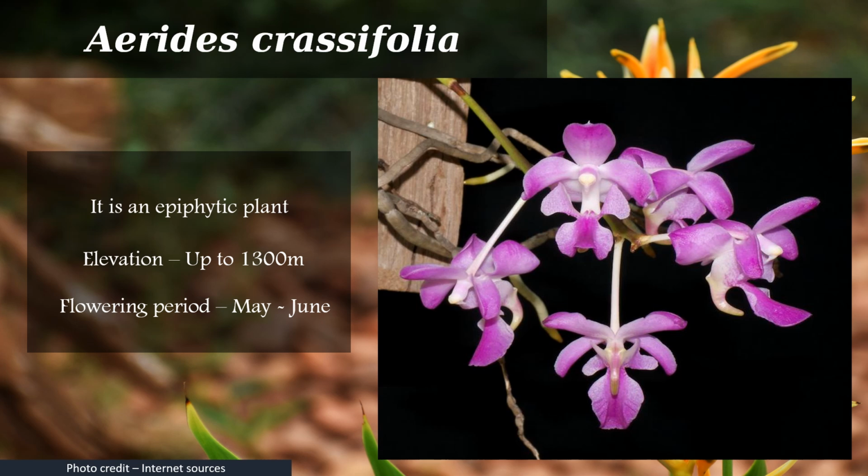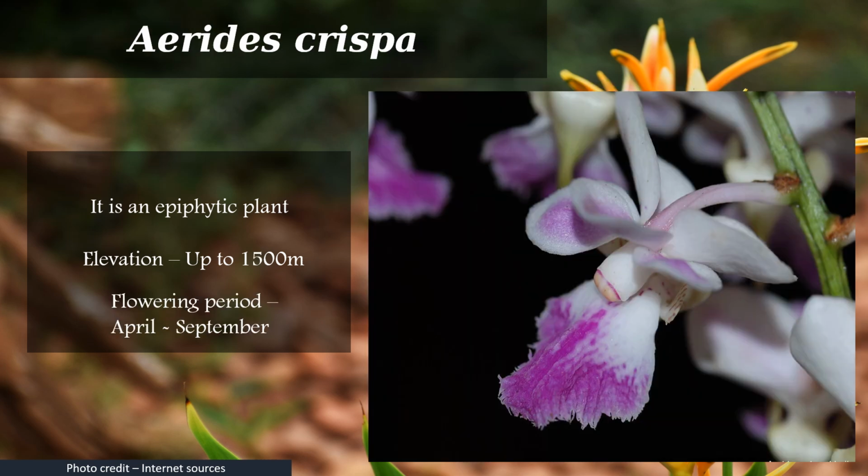Now we will move to our next Aerides species. Now we will talk about Aerides crispa. Aerides crispa is very different from Aerides crassifolia. The common name of Aerides crispa is the same as its genus name. Why does it have such a common name? Because of the pattern of the lip part. In Aerides crispa the lip has a dull violet purple color, and it is very different from Aerides crassifolia.